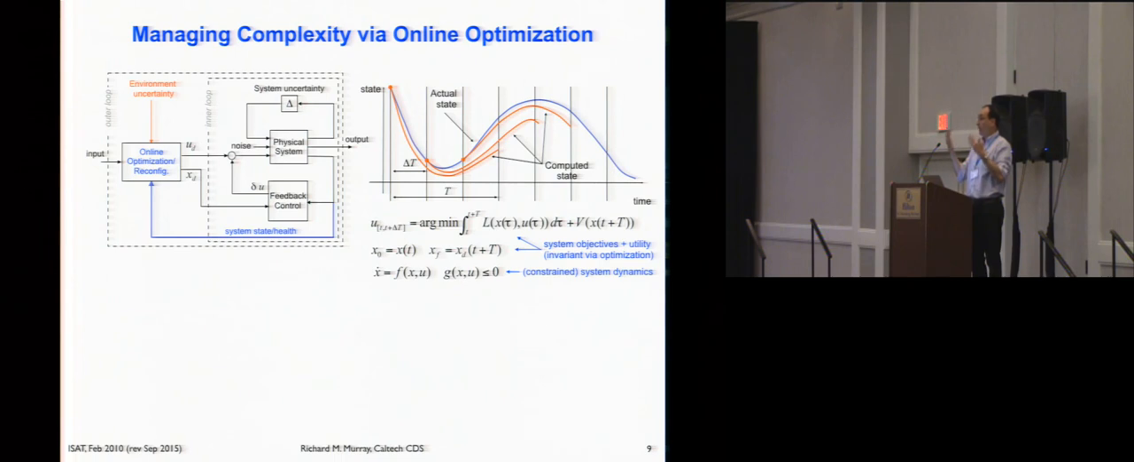And for stability purposes, remember, we never want to design something that doesn't have good stability properties, so we actually have to tune the cost function. So this cost function, the integral of L plus V, actually has some properties to it. And if those properties are not satisfied, you cannot guarantee that this will be stable. But if they are, you know that it's going to be stable when you do this iteration. So this area is called model predictive control or receding horizon control in the controls community.